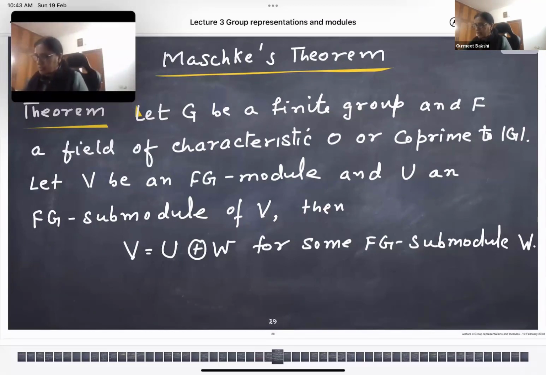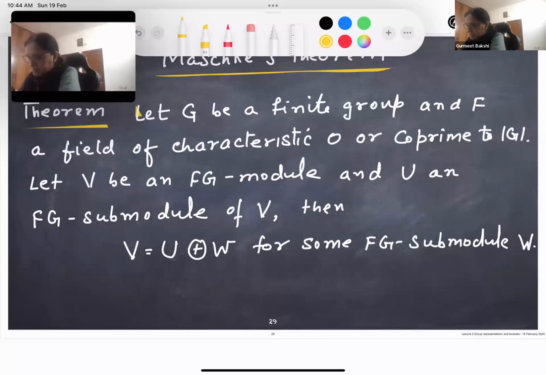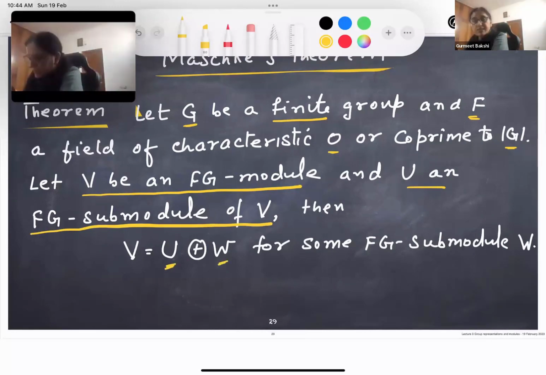So G is a finite group and F is a field of characteristic 0 or co-prime to the order of G. Then I will prove to you that this condition is sufficient for this FG module V to have the property that whenever I have an FG submodule U of V, then you can always find an FG submodule W such that V is the direct sum of these two modules.